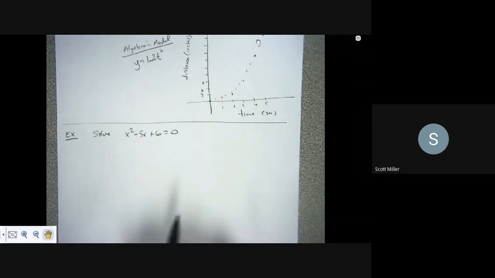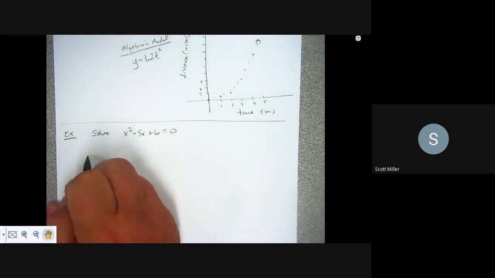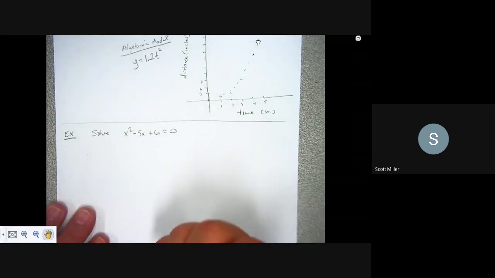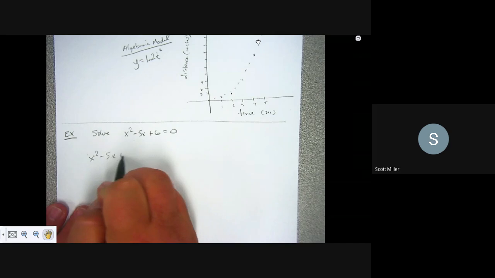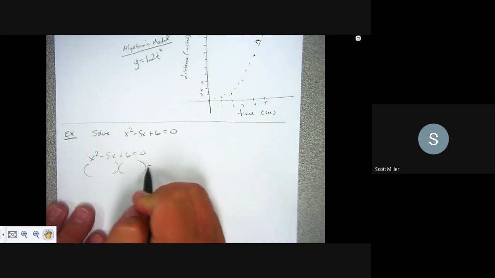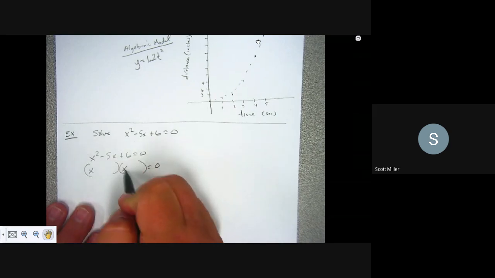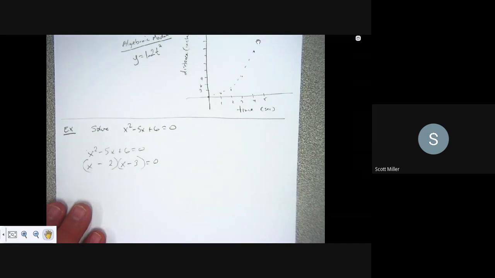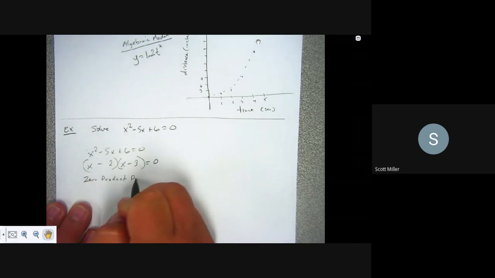So algebraically, this right here can be solved by factoring technique. Since it's quadratic, you can use the quadratic formula. Factoring technique is faster, and you should learn it if you do not know it. Hopefully you do know it. So if I have x squared minus 5x plus 6 equals 0, then this will factor into two binomials, still equal to 0, as such. And then by the zero product property.